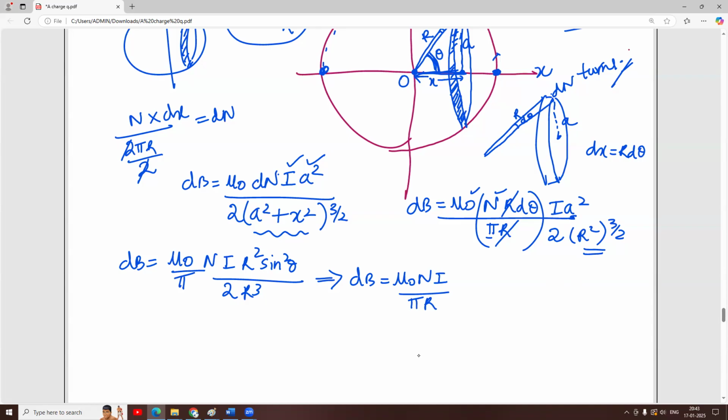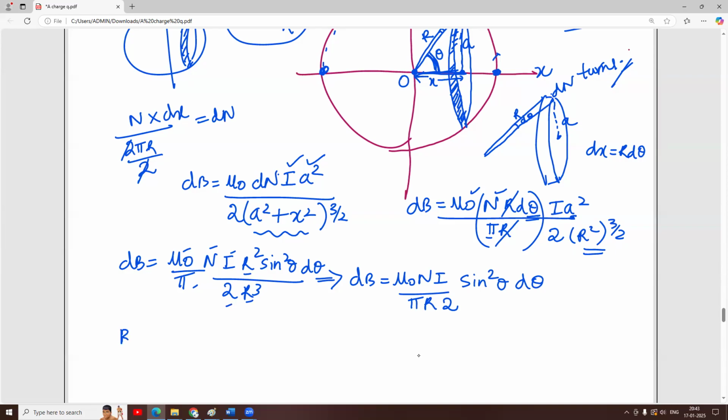Oh, d theta is missing here. I have not written d theta. Mu naught N I by pi r. 2 is missing. Oh no, where did we get 2? 2 is in the formula. Mu naught N I by 2 pi r, then r square sine square theta d theta. I think everything is over. One r is remaining. 2 is written, sine square theta d theta.